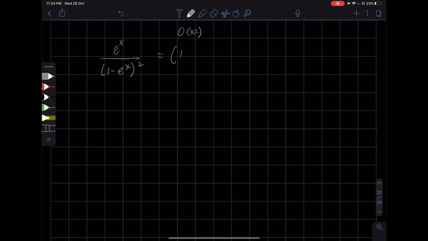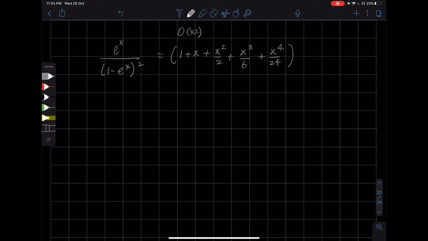The numerator is 1 plus x squared by 2 plus x cubed by 6 plus x^4 by 24, so that should be enough.